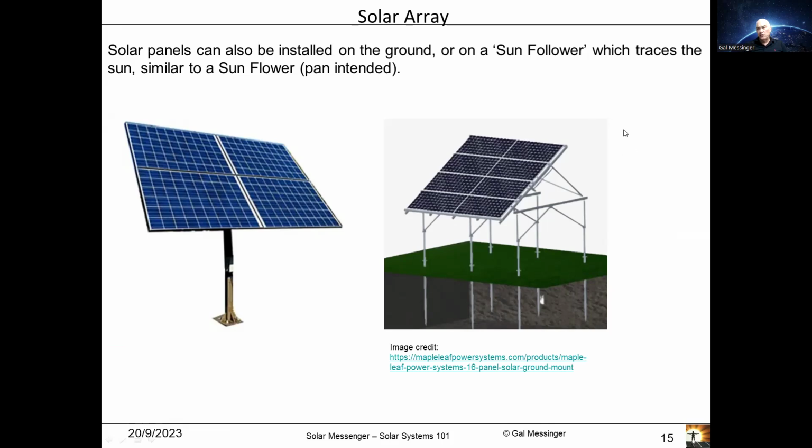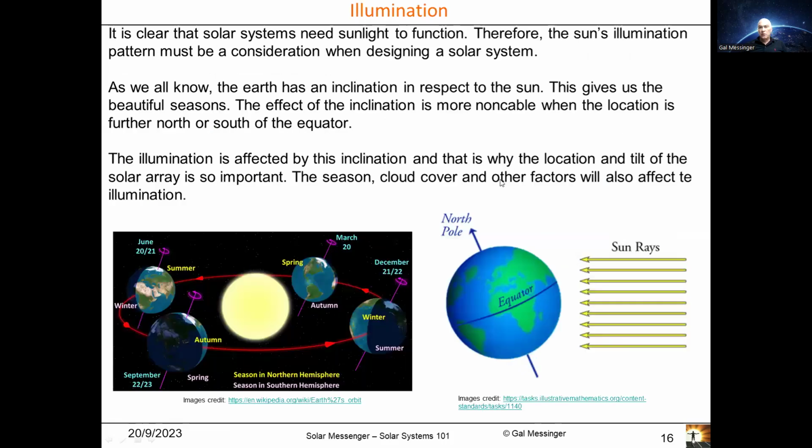So most people use roofs, and in some rare occasions they use a ground mount. Now, illumination, you'll hear it a lot when you're going to discuss this with solar people. As you know, the Earth gets the sun's rays not in an even way because we are tilted. So it's not a lesson in astronomy. Definitely, it's something that most people should know from elementary or high school.